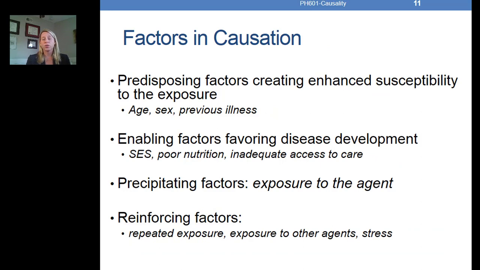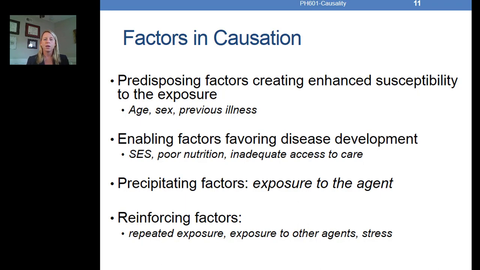Now there are multiple factors in causation. We have predisposing factors, which create enhanced susceptibility to the particular exposure. An example of a predisposing factor would be one's age. As we age, we may be increasing or decreasing our risk or chance of being exposed to a particular exposure, right? A previous illness is another good example. Having had a prior illness may predispose you for future illness or a more severe form of the same illness the next time around.